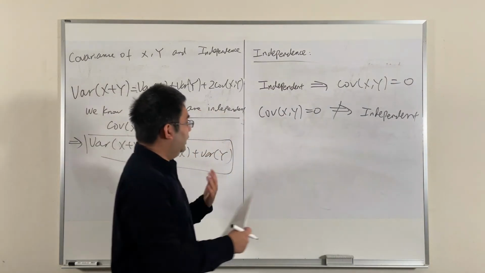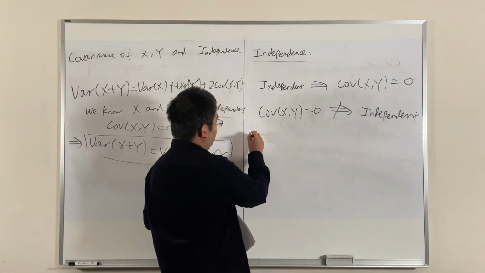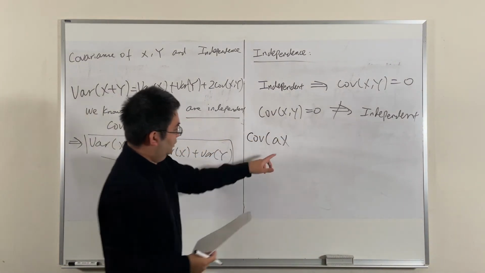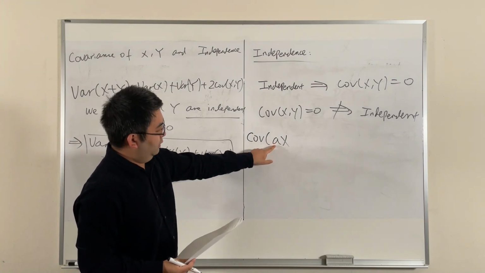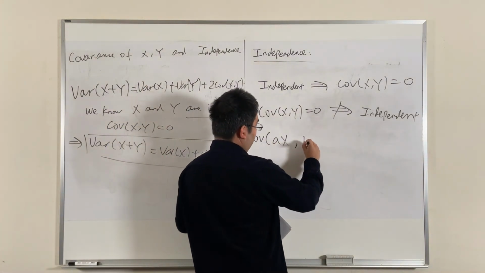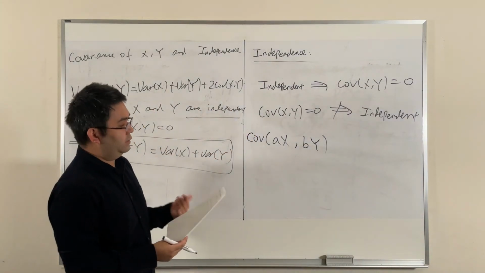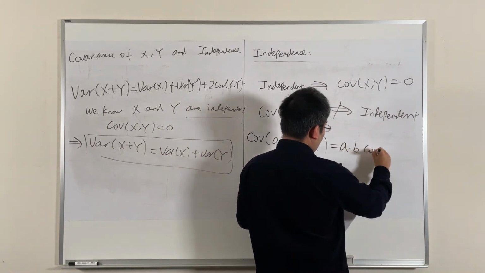Okay, let me give you two more formulas that we'll use in the future. Covariance of aX and bY, where lowercase letters a and b mean a realized value or a constant. So a constant times X, the random variable, and b times another random variable Y, equals a times b times the covariance of X and Y.